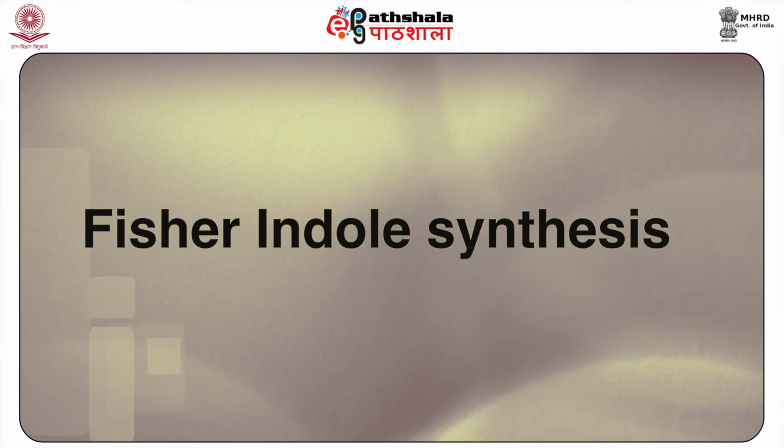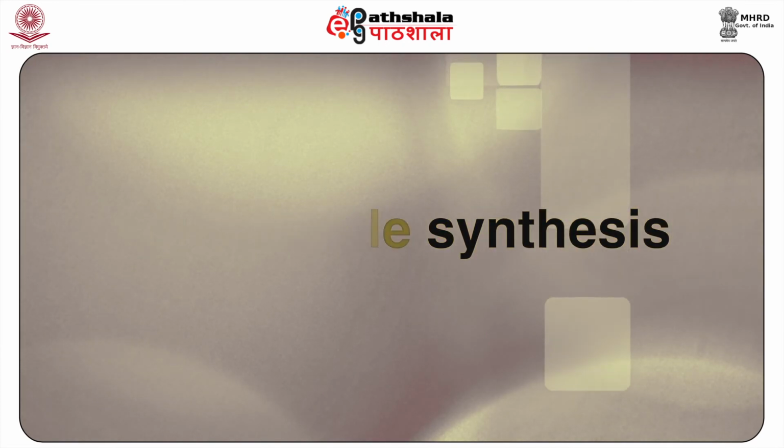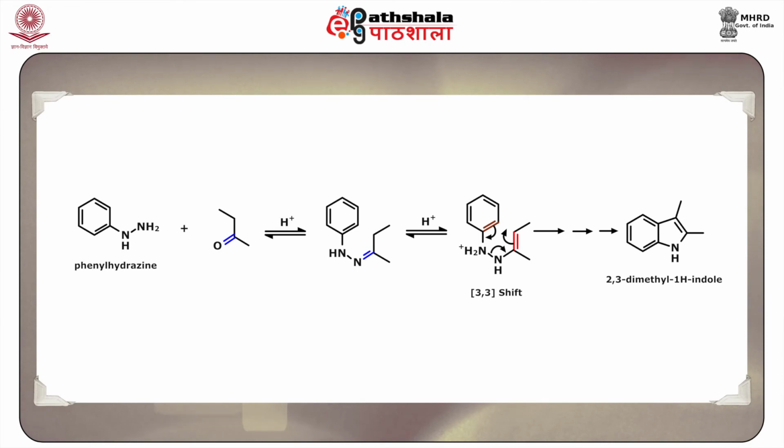Let us first start with the Fischer indole synthesis. It is a chemical reaction that involves synthesis of the aromatic heterocycle indole from a substituted phenylhydrazine and an aldehyde or ketone. This reaction takes place under acidic conditions. As you can see in the mechanism, a 3,3 shift is involved for the formation of the product, which is 2,3-dimethyl-1H-indole.